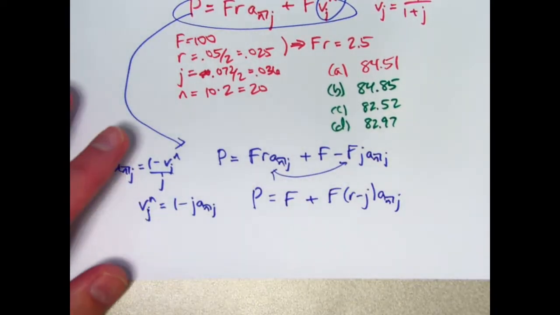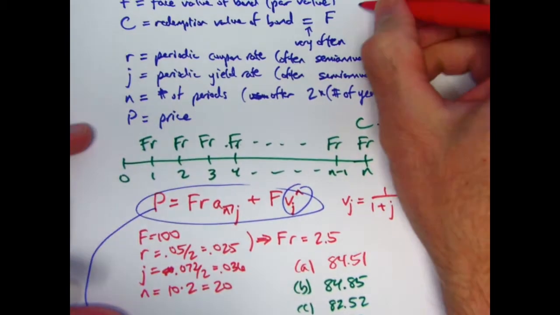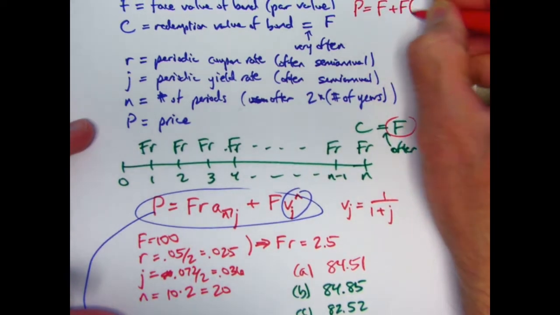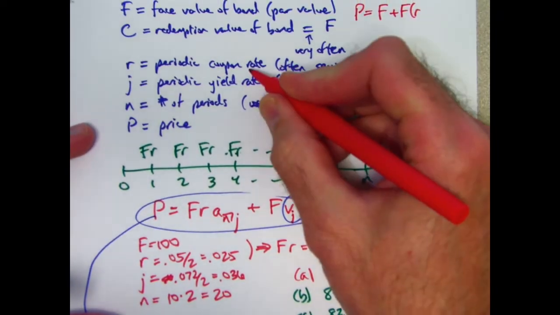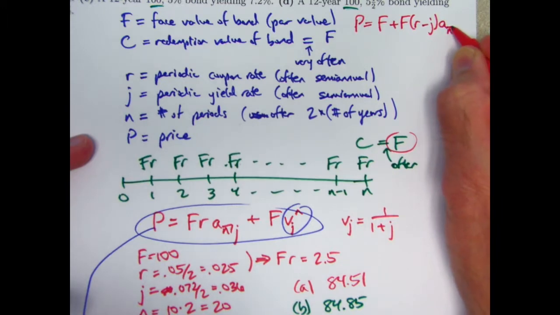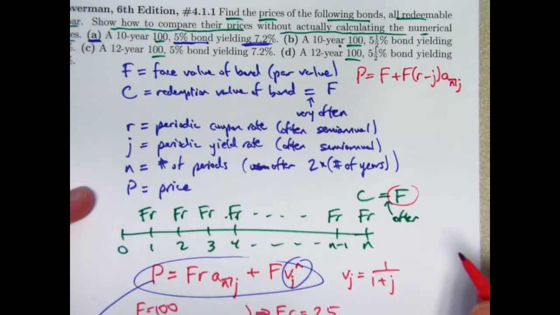Let me rewrite it at the top. The price can be thought of as the face value plus the face value times the difference in the periodic coupon rate minus the periodic yield rate, divided by the present value of an annuity immediate at interest rate j.